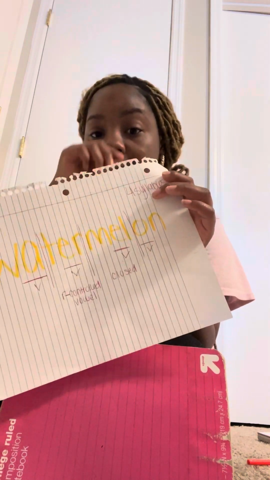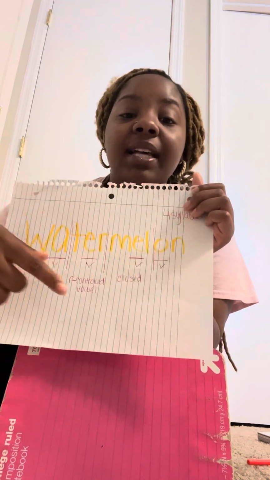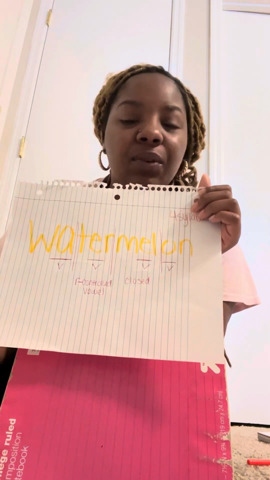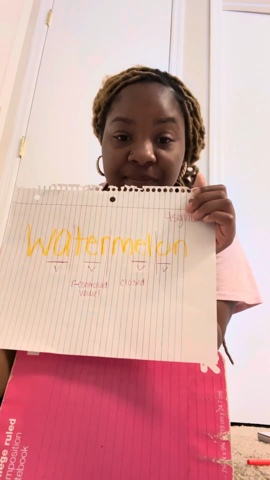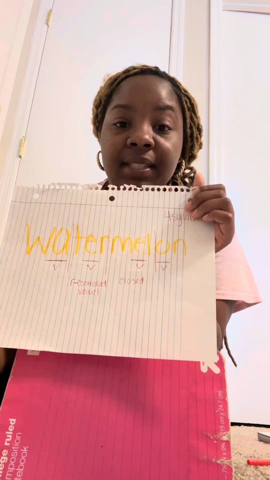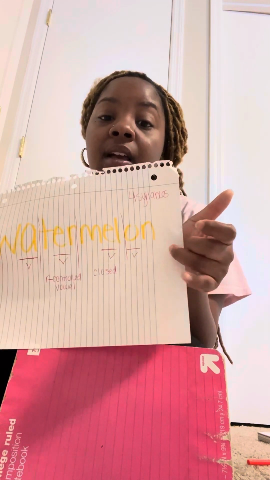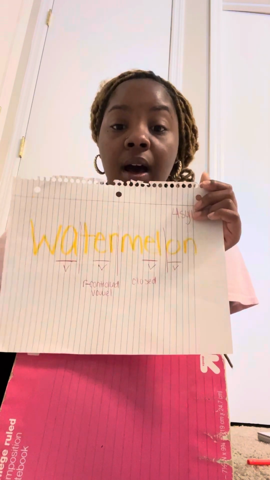We also hear the short O vowel, and because we hear that short O vowel and it's surrounded by a consonant, then we also know that indeed it is a closed syllable, because it makes a short O sound as well.